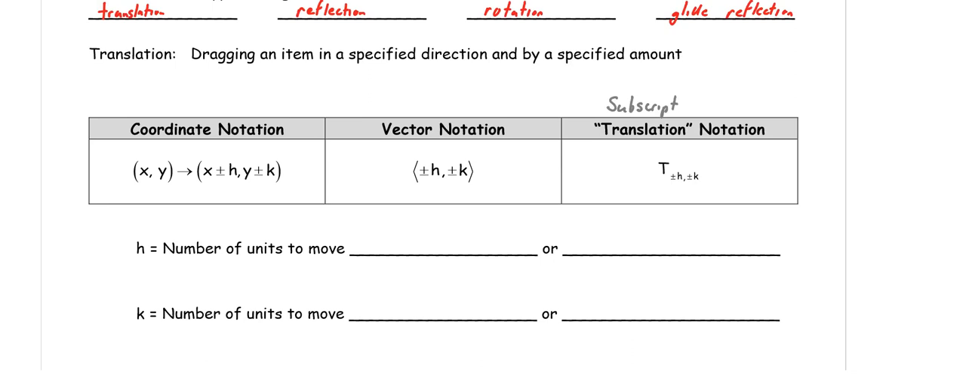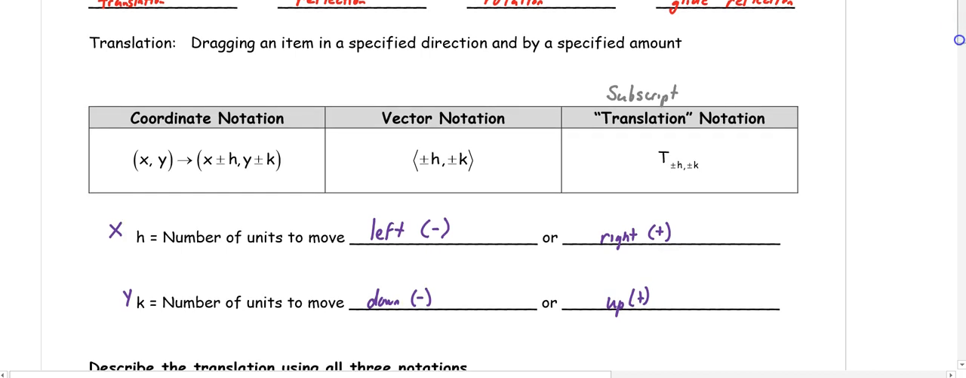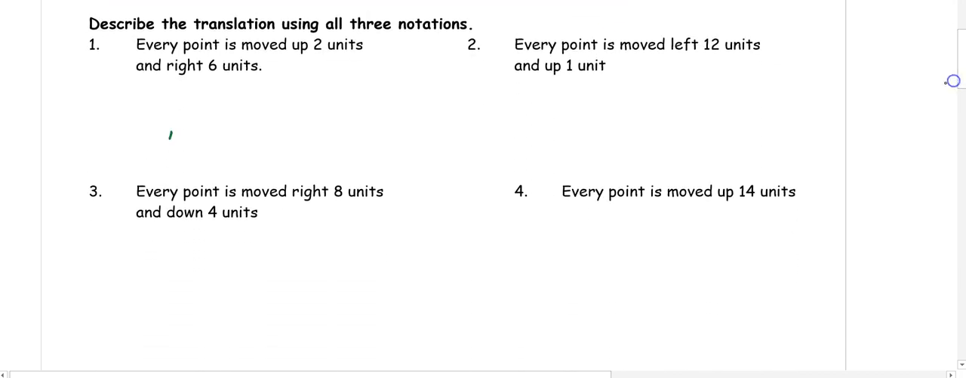So as a review real fast, h is going to move our x coordinate. So we're either going to move left if it is negative, and we are going to move right if it is positive. K deals with our y coordinate. So if it is negative, we're going to move down, and we're going to move up if it's positive. So let's try writing some notation. Describe the translation using all 3 notations.